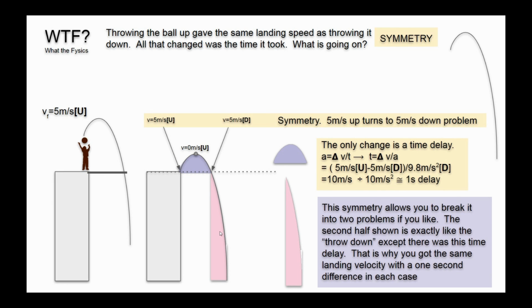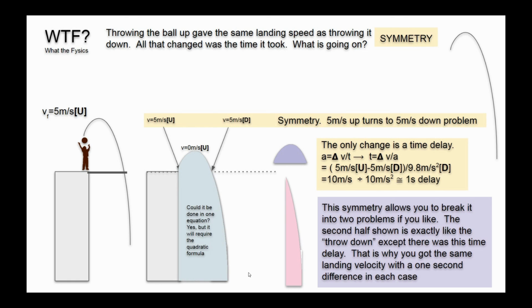The symmetry here means up, down symmetry, and then there is the fall. And that's why you got the same landing velocity as the throwdown. The throwdown was this phase here. So the throwdown condition has been tacked on to this one. And that's why the landing speeds were the same. This thing went from 5 meters a second all the way down as if it had been thrown down from the beginning.